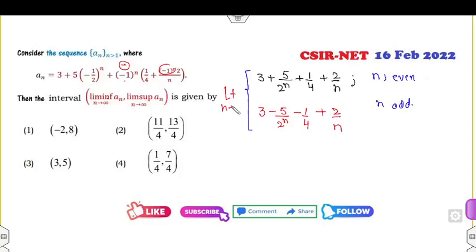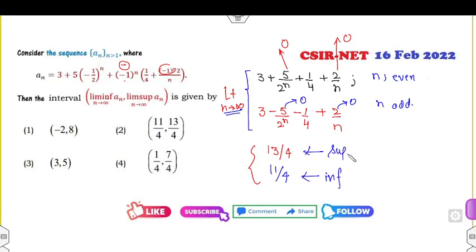What is the limit as n approaches infinity? This value goes to 0. This value goes to 0. So this number will be 12 plus 1, 13 over 4. And in the below one, again this goes to 0 as n approaches infinity, giving 11 by 4. This is the minimum value, that's the infimum. This is my supremum. So the second is my right answer.